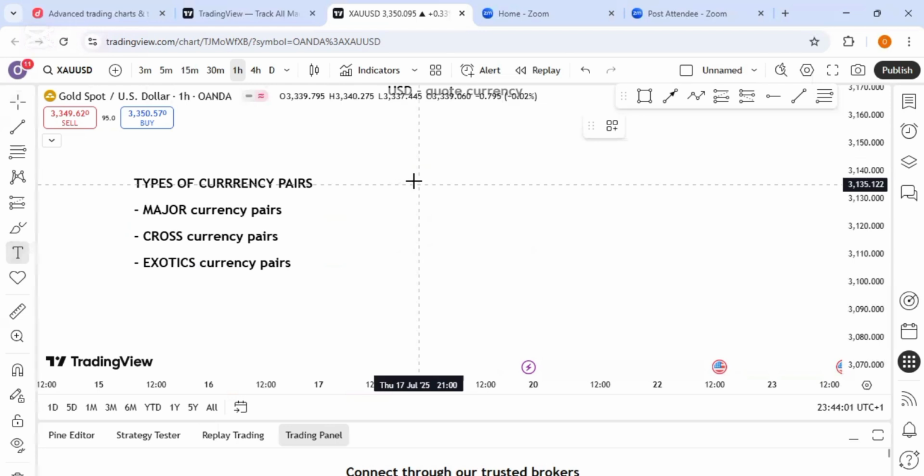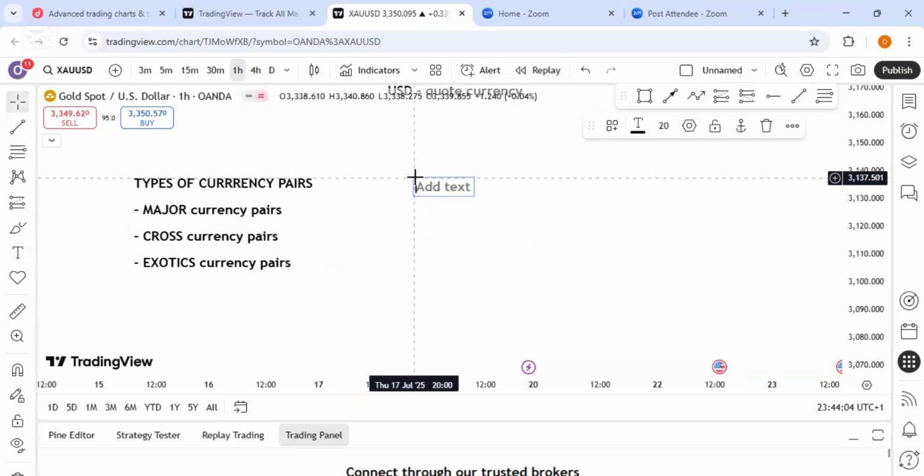So for the major currency pairs, just follow me. From the word major, you should know that it's the one that is actually common. So we have EUR USD, we have AUD USD, which are very, very common. We have GBP USD, and USD JPY. Let me put USD CAD as well. USD JPY is also common in the major currency pairs that people trade a lot.